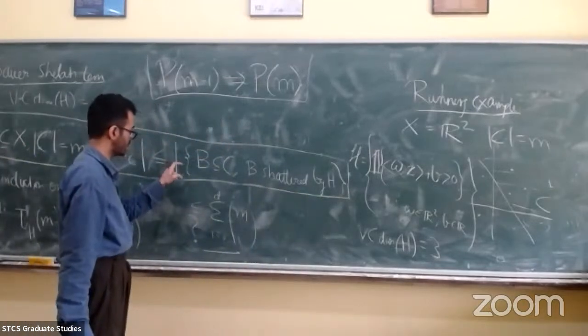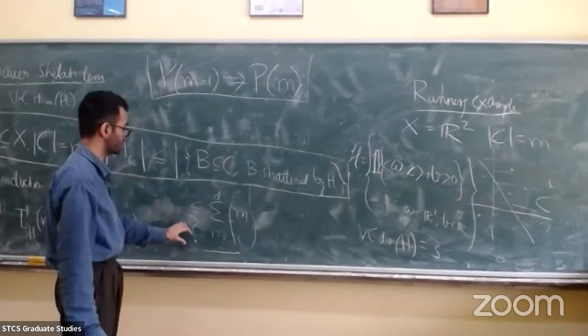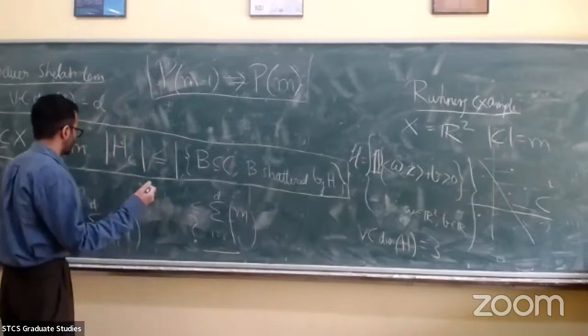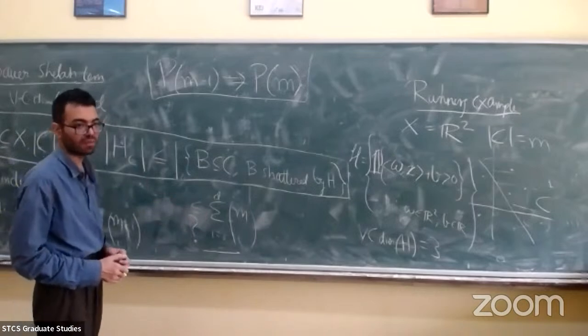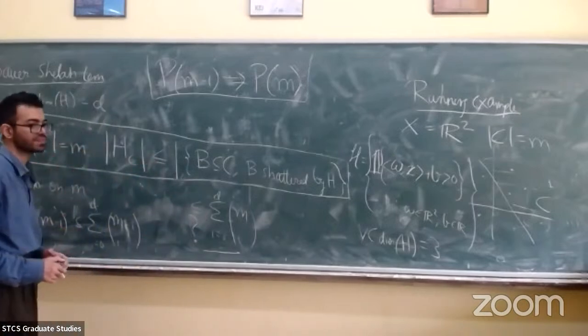This implies that the size of H restricted to C is bounded by this, and hence the growth function is also bounded. But this is true for every subset of size n.